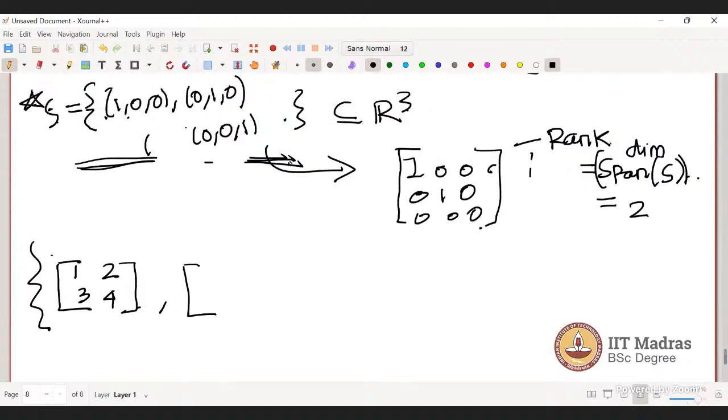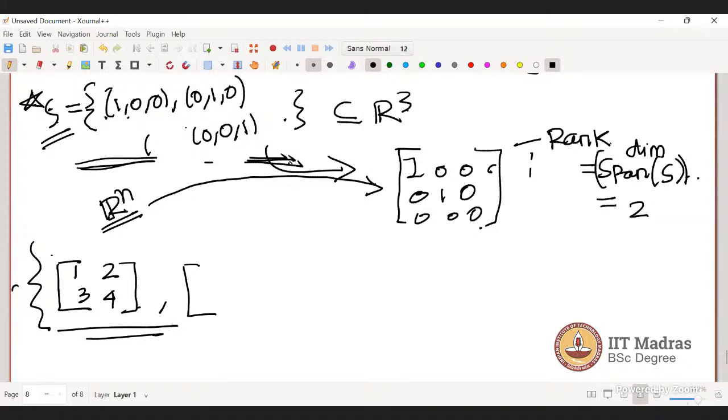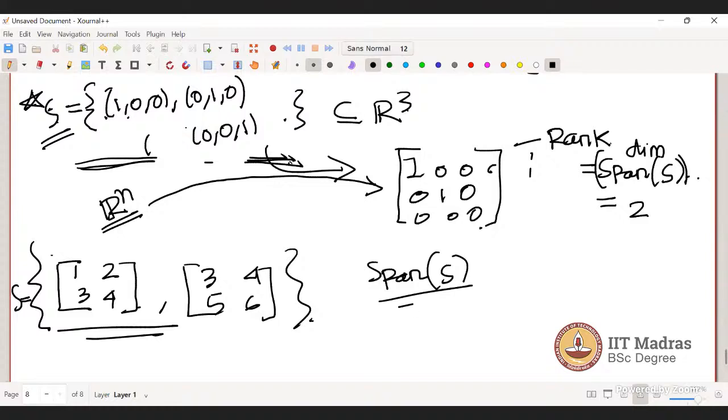So when you have vectors in R3, you can apply the same trick. When you have vectors in Rn, you can write these vectors in a matrix form, and you can compute the dimension of that space, the span of that set S, by computing the rank of that matrix. But you cannot apply the same logic here. Suppose this is my set S, and I want to know the span of S.